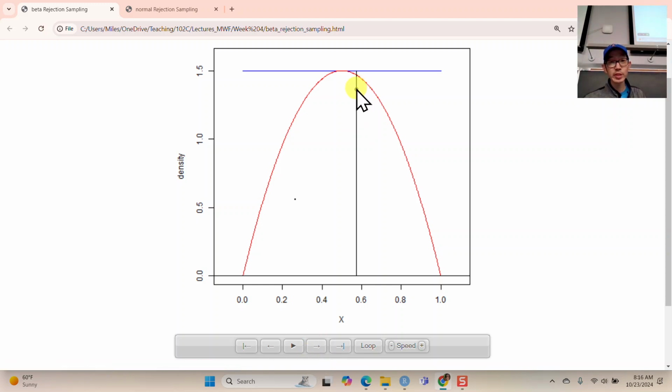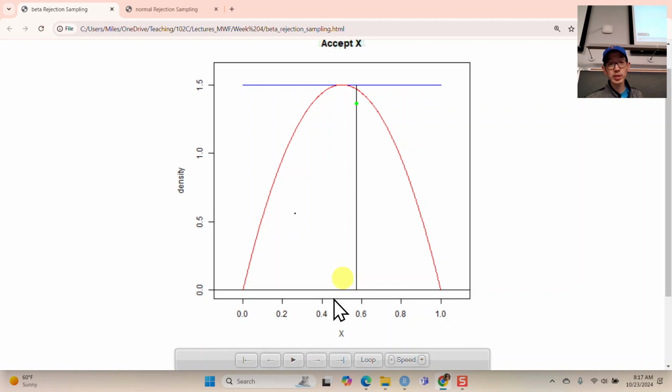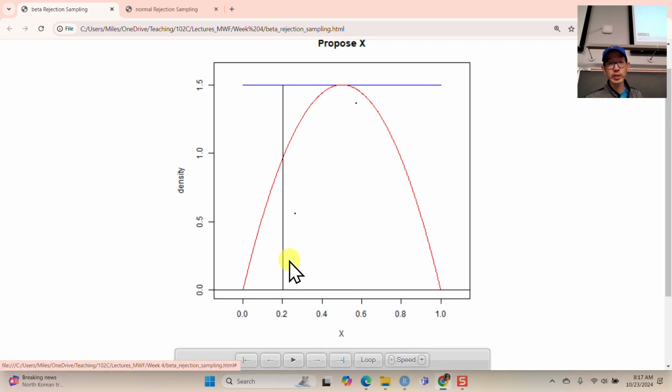Here, the random value, even though it was like 0.9, is still under the red line, so we're still going to accept it. It gets colored in as green. And then we move on.